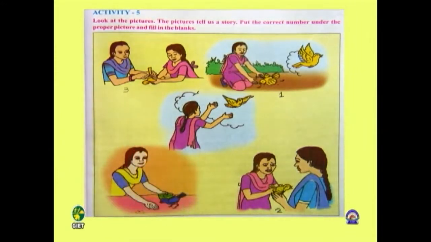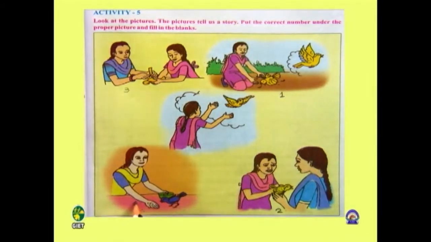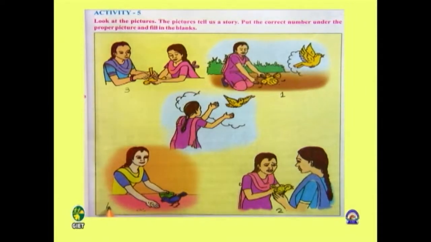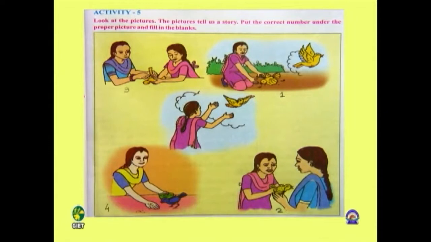Now, think about it. What did they do next? Yes, you are right. They are taking care of the wounded bird. So this picture comes in the fourth position. So write down number 4 below this picture. What can we see in this picture? Yes, a girl is taking care of the wounded bird.